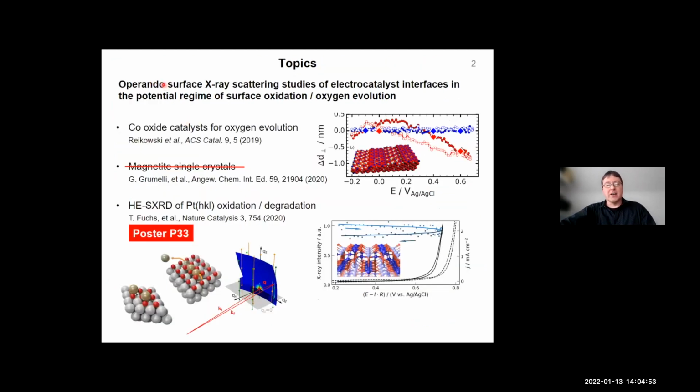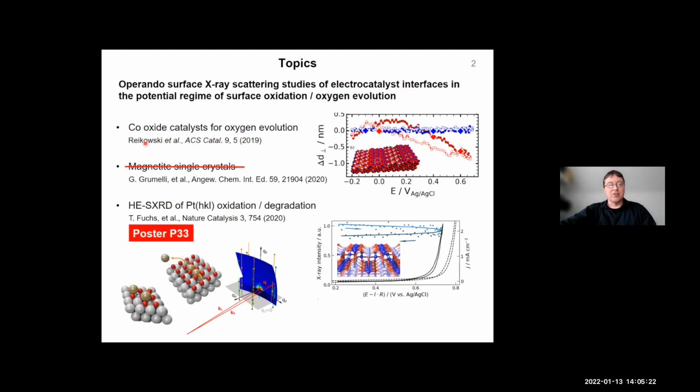We are using X-ray diffraction methods for Operando studies of electrocatalyst interfaces, in particular in the potential regime where the surface becomes oxidized or oxygen evolution occurs. This is actually a larger project. We do different types of work here, and I want to talk today about our studies of cobalt oxide catalysts.